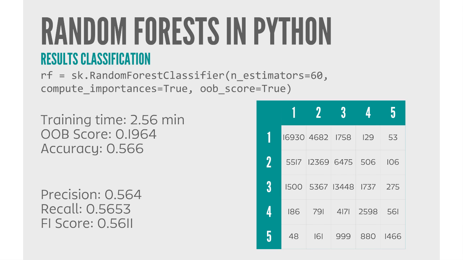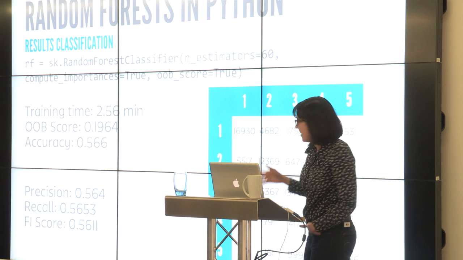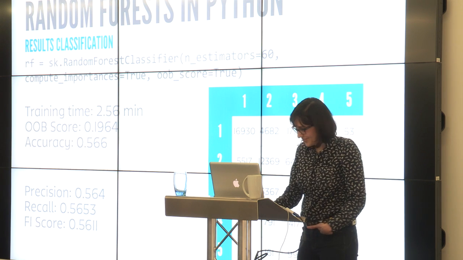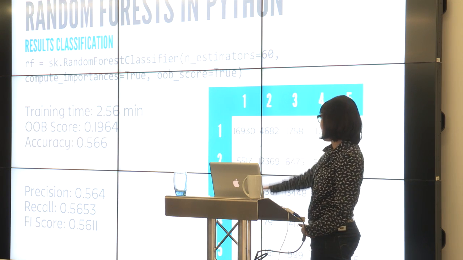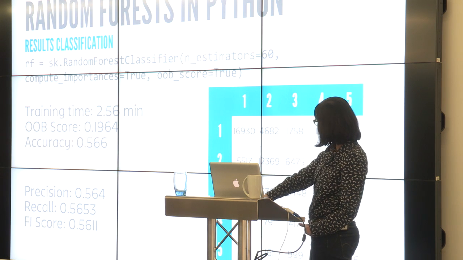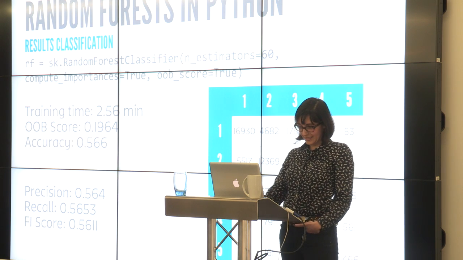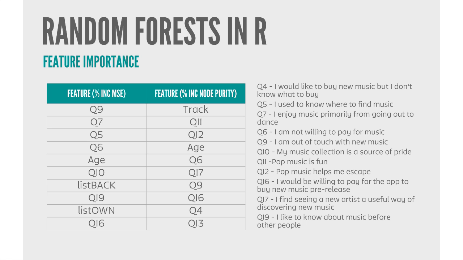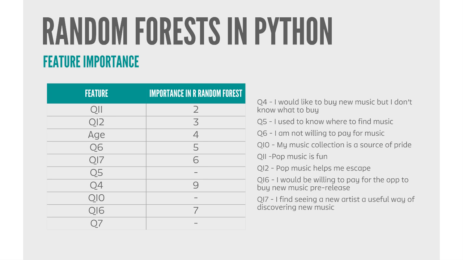You can do exactly the same in Python. Training time is 2.56 minutes. To be fair, the prediction is faster in R, but the training time is the important one. So that's the prediction, 0.564. The classifier in Python was slightly better. And you can do the same exercise of feature importance. Here the questions somehow were considered much more important in Python compared to R.